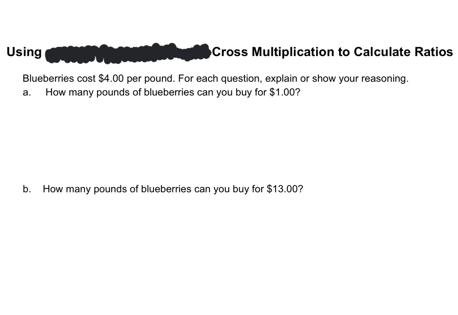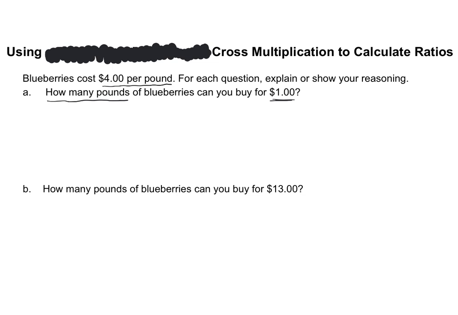All right, next up we're going to be using cross multiplication to calculate ratios. Again, looking for those equivalent ratios. And our story says we have these blueberries that are $4 per pound. So there's actually a unit rate for us. And for each question, we're explaining our reasoning. Okay, so this first question, how many pounds? I sometimes just underline the keywords there. How many pounds of blueberries can you buy for $1?